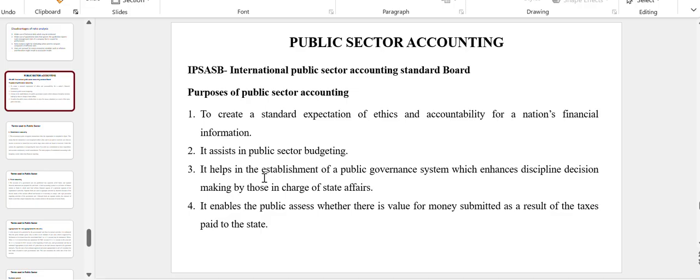And again, you can relate this to what is happening even in our country. The reason why people are demonstrating is because they do not have trust and credibility in the government, in the governors, in members of parliament, because they cannot see the value for their money in the form of taxes paid to the state. So those are the purposes of public sector accounting. If you get that question in the exam for 8 marks, I hope you can explain that.